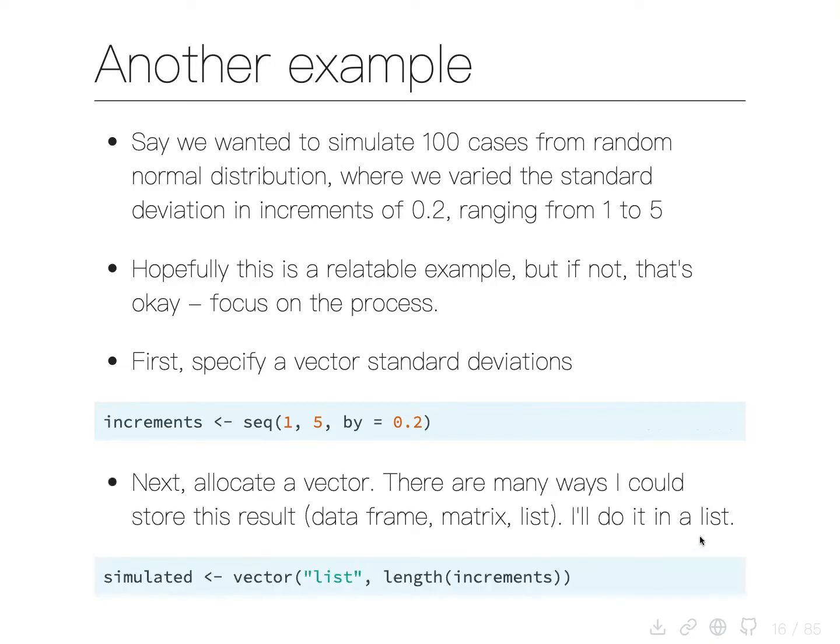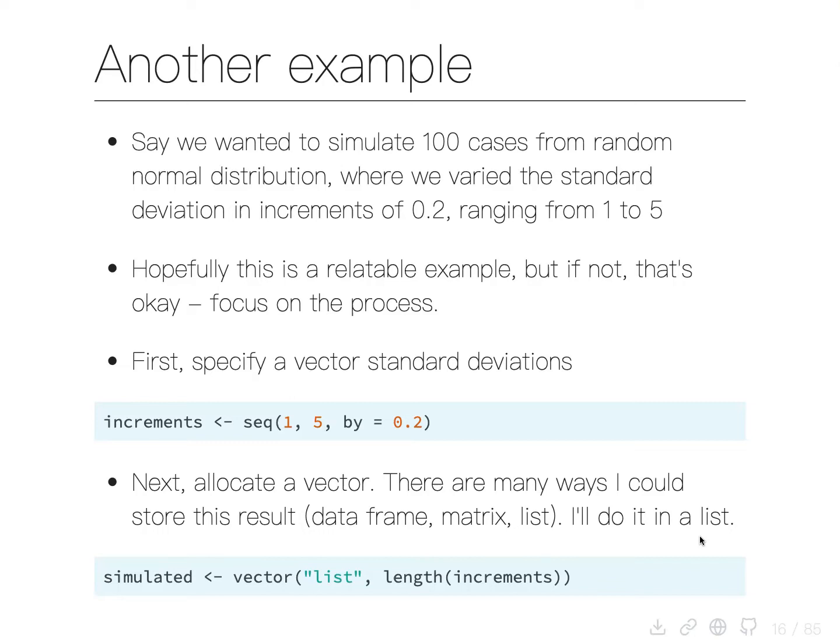Okay, next we need to pre-allocate our vector. And in this case, because I'm pulling 100 observations, I can't just do an atomic vector, right? Like we did last time. So I could use a couple of different things. I could use a data frame or a matrix where I have the observations as rows or columns, and then the iterations as the other one, right? But I think actually most simple is to use a list, okay?